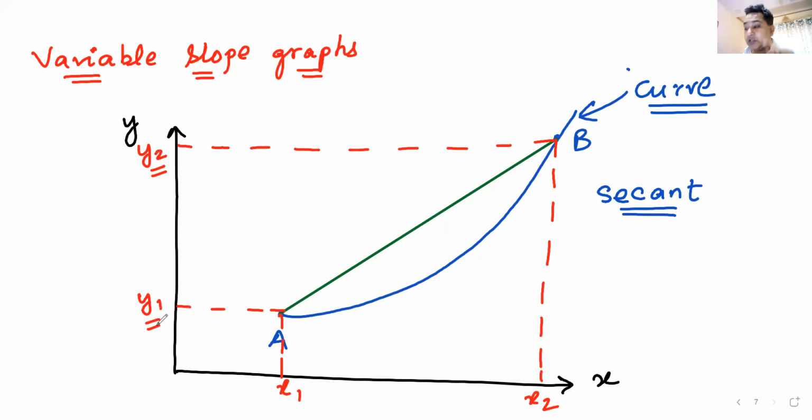Okay. This green line is intersecting the curve at 2 points, A and B, namely, this line is known as secant of the curve. Am I clear with this concept? Secant, a line that intersects at 2 points.